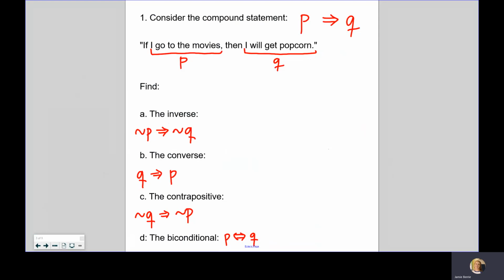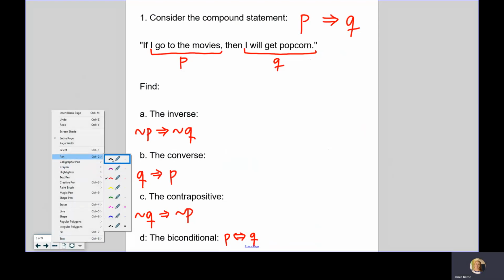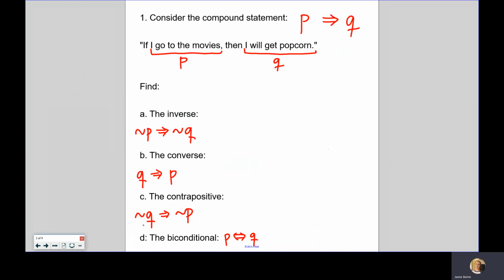All right, so now that we have all of our symbols written down, we can go back and write out in words what each of these variations on the conditional means. All right, so the inverse. If not P, then not Q. If not P, if I do not go to the movies, then not Q. So not Q would be I will not get popcorn.